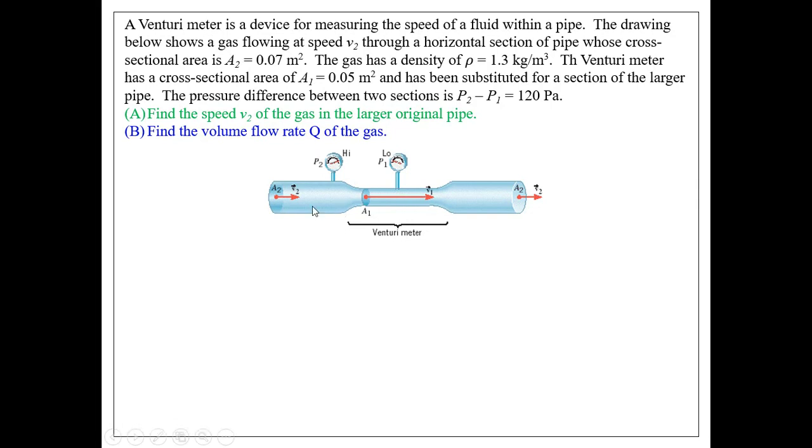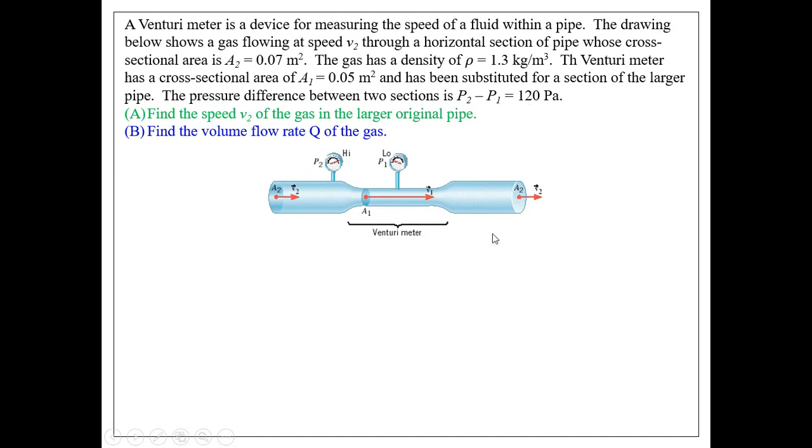So keep in mind, as the cross-section area gets big, V goes down, V for speed, and if V goes down, pressure goes up, and vice versa. If the speed goes up, then the pressure goes down. But it tells us that the pressure difference here is 120 Pascal.